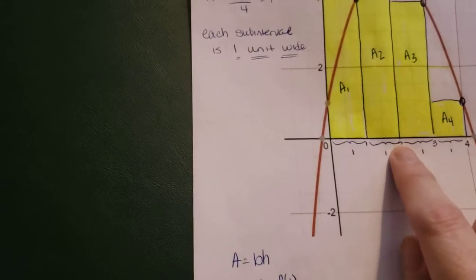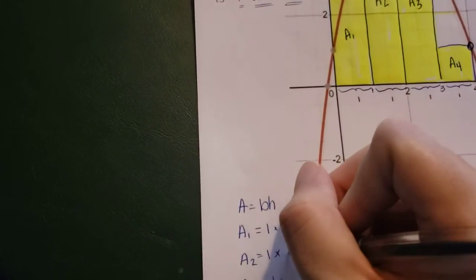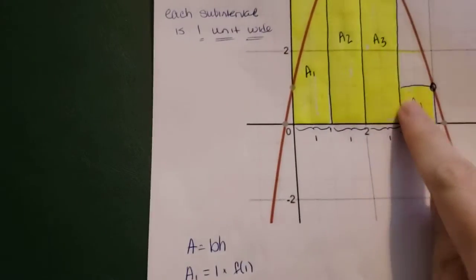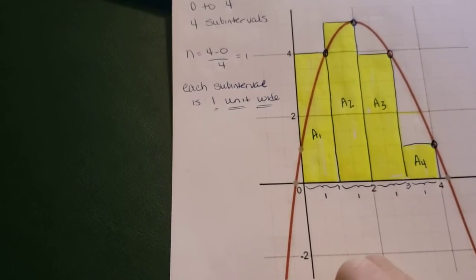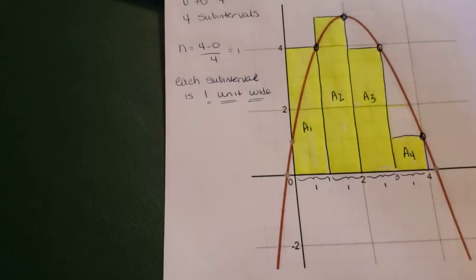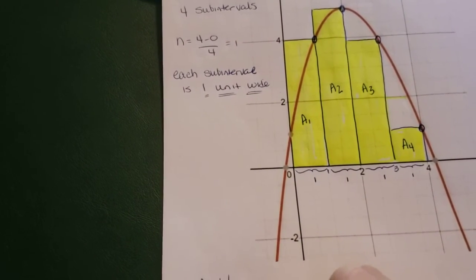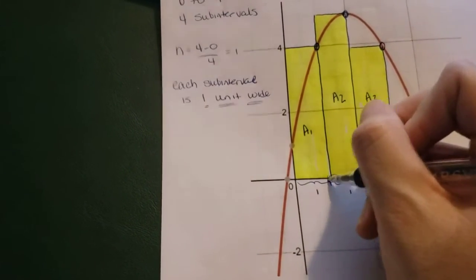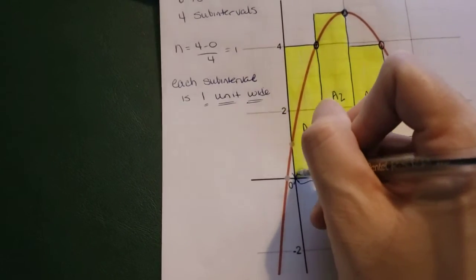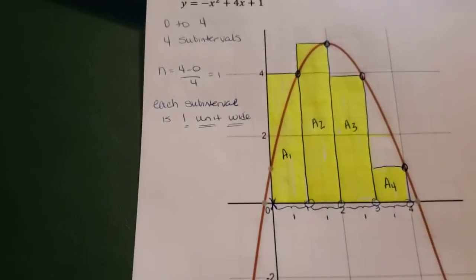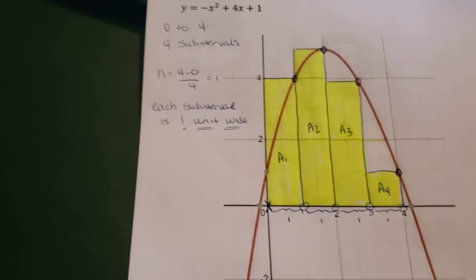We want to know what f of 2 is to calculate the second area. We want to know what f of 3 is to calculate the third area. And we want to know what f of 4 is to calculate the fourth area. So notice we've used 1, 2, 3, and 4. In this case, the beginning of our interval, or 0, has not been used.